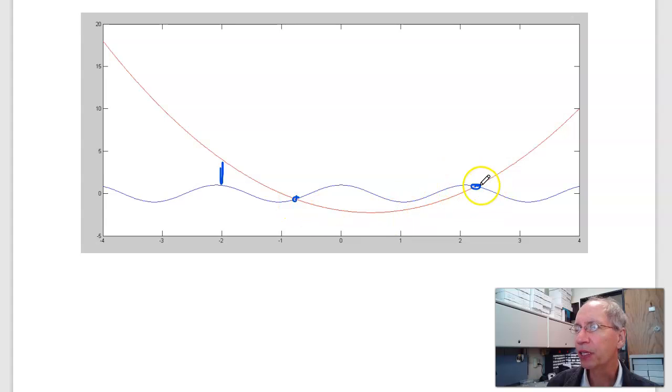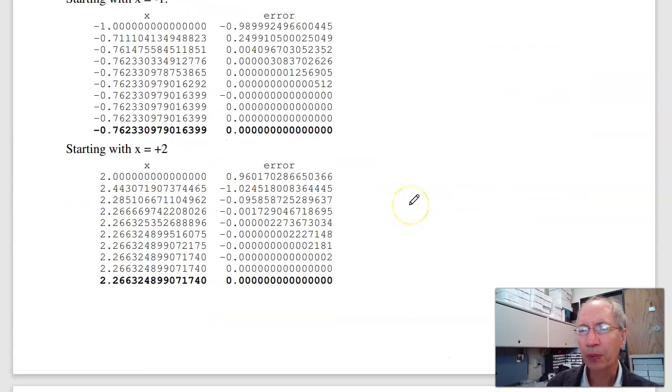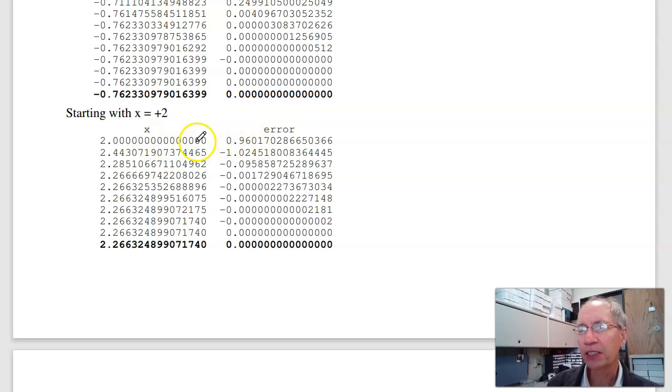To find the solution over here, take a guess that's close to that answer, like plus 2. If I try plus 2, there's my first guess. It then draws the tangent, iterates, and the solution it finds is 2.2663489907174. Lots of decimal places. So I can find two solutions.